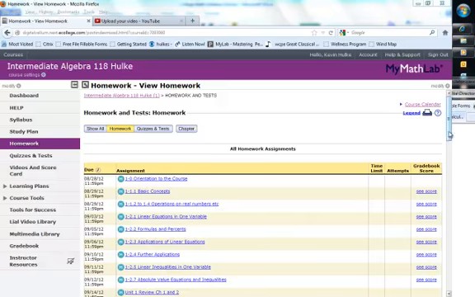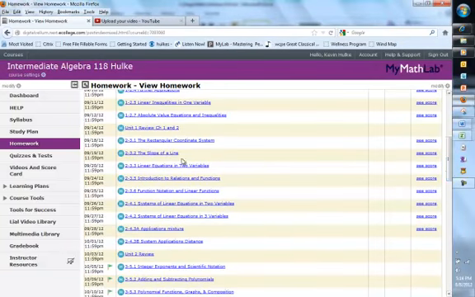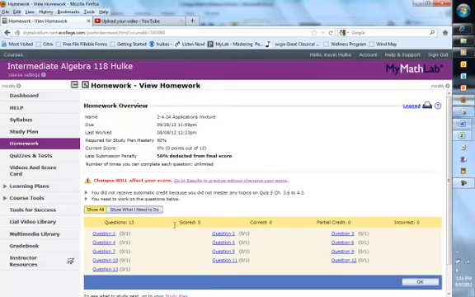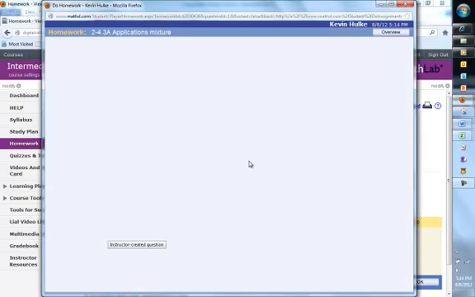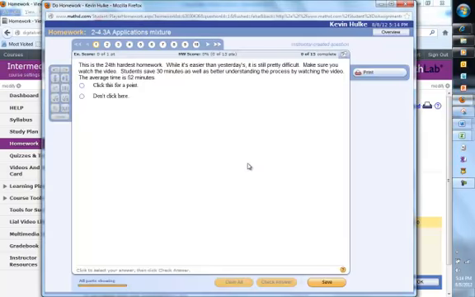All right, we're working on the assignment for section 3, and it's the application problems that deal with mixtures. It says this is the 24th hardest homework. While it's easier than yesterday's, it's still pretty difficult. Make sure you watch the video. Students save 30 minutes as well as better understanding the process by watching the video. The average time is 52 minutes. All right, so let's get started.